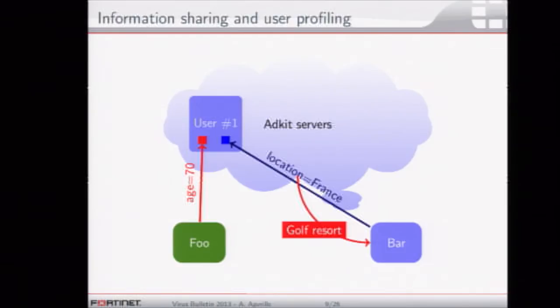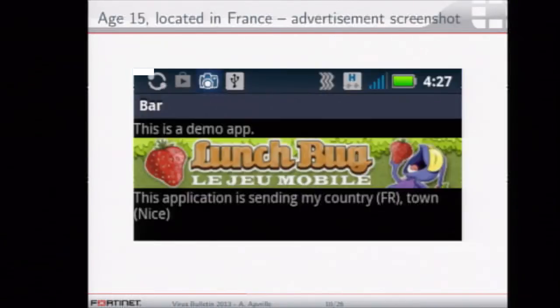So what we see here is that obviously bar, who is not supposed to know my age, is getting different ads depending on what age I say I have on another application. So it really proves that the data is being correlated on the AdKit servers. And this is just a screenshot of what we got in one of our applications. So you see it's a French game. Le jeu mobile is a French game in French.